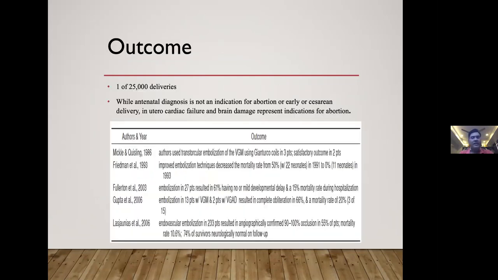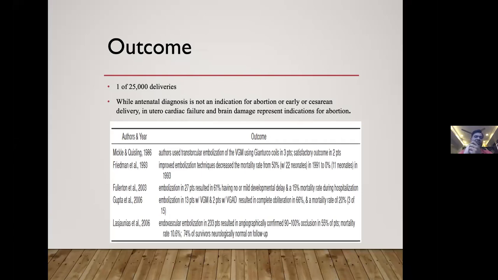So if you look at the literature of vein of Galen, mostly they are case series, with the largest case series being of around 22 cases. And there is variable prognosis based on the feeder vessel, whether it is large or small, the intervention, whether it was done early or late, and the high output cardiac failure, whether it presented at birth or took a certain time to present.